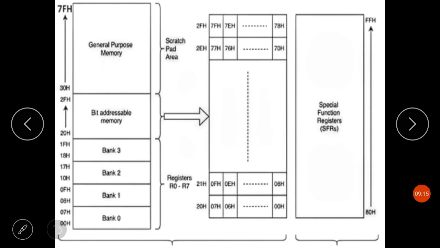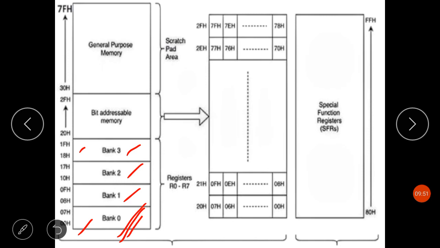The first 32 bytes, that is memory from addresses 00H to 1FH, consist of 32 working registers. How 32 working registers? These are organized as 4 banks with 8 registers in each bank. As I've told you, this register bank area is further divided into 4 parts: bank 0, bank 1, bank 2, bank 3. Each bank is having 8 registers.